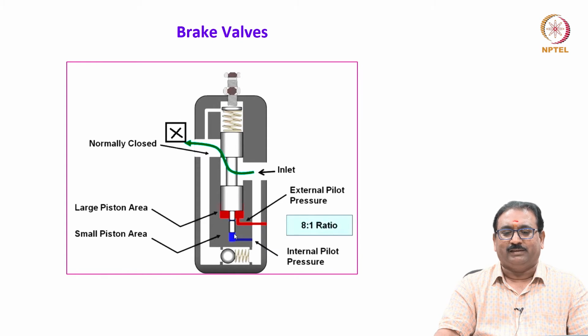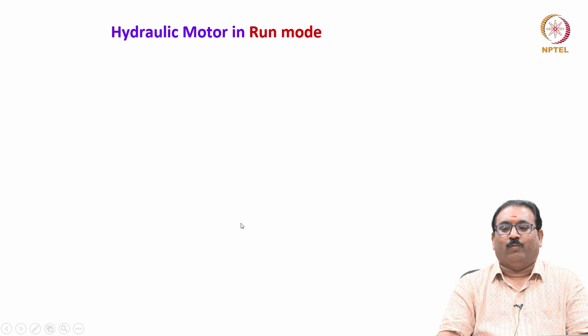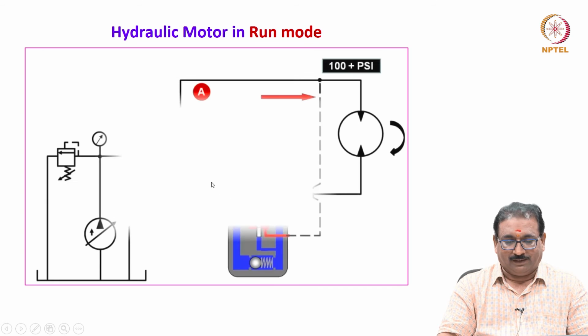Please understand this. The brake valve has a larger piston. This area is 8 times bigger than the smaller piston area. Then this is, as usual, the NRV. Let us see the hydraulic motor in running mode and how it will be.